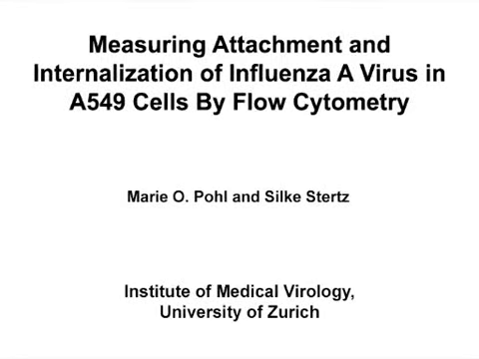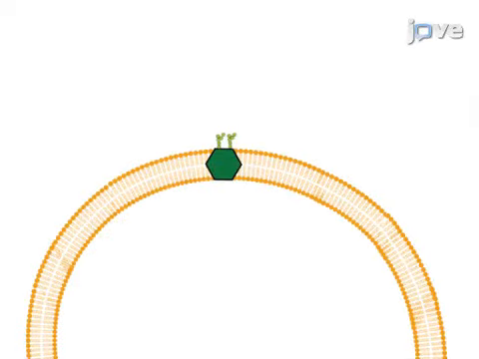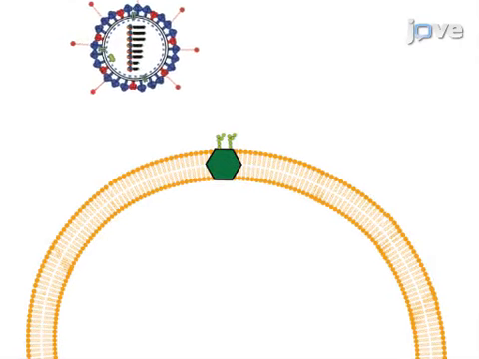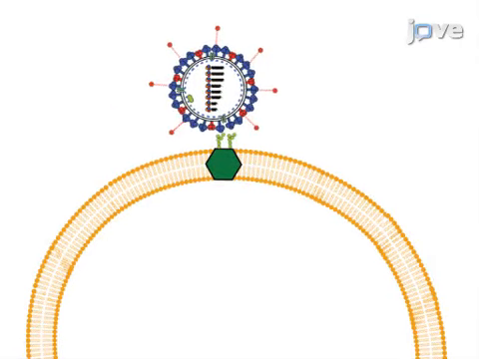The overall goal of this procedure is to measure attachment and internalization of influenza A virus particles into A549 lung epithelial cells. This is accomplished by first cold binding biotinylated influenza A virus to A549 cells, which allows attachment but prevents uptake of viral particles.